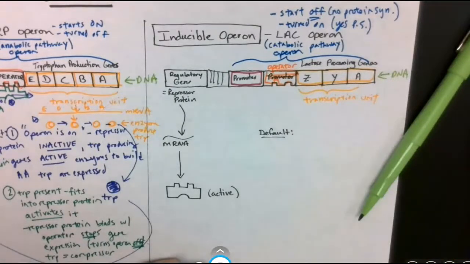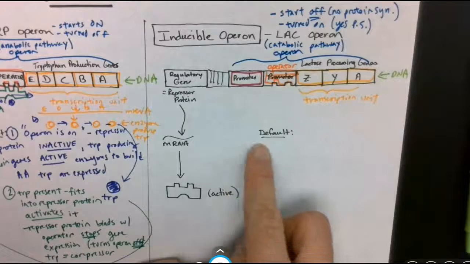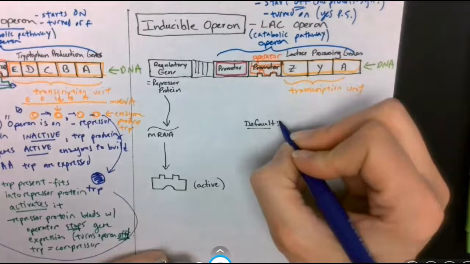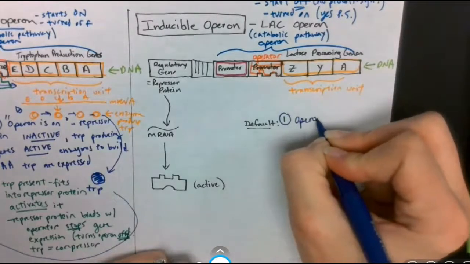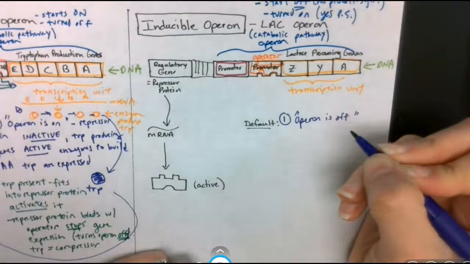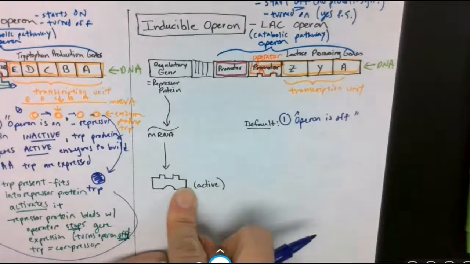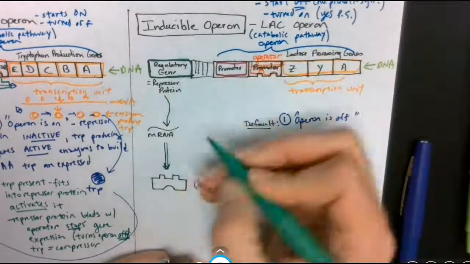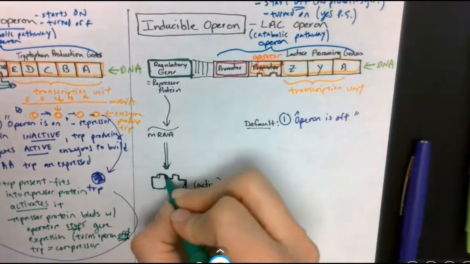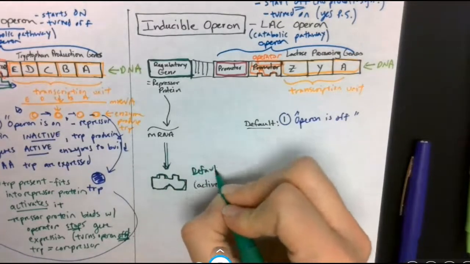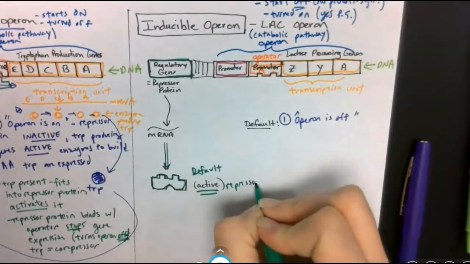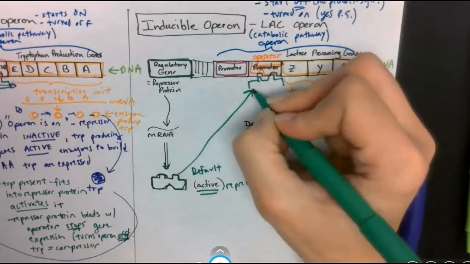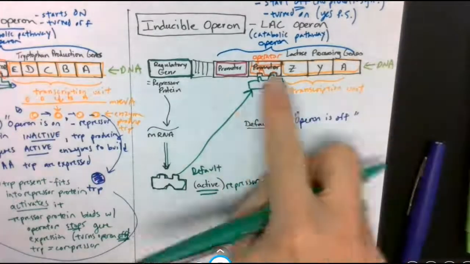So what happens here? Like I said, the default setting is the operon is off. What does that mean? This repressor protein is actually made in its active form. So default is an active repressor protein, which means it fits into this operator, and that's its default. So that means the operon's off.